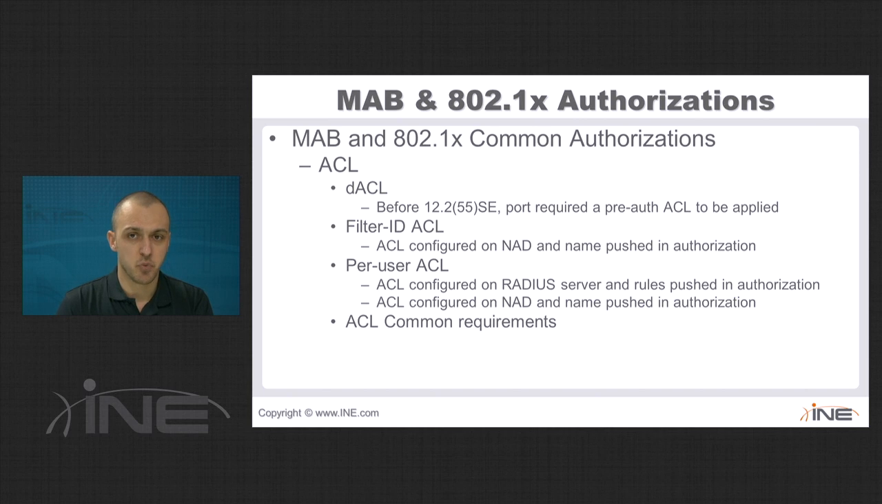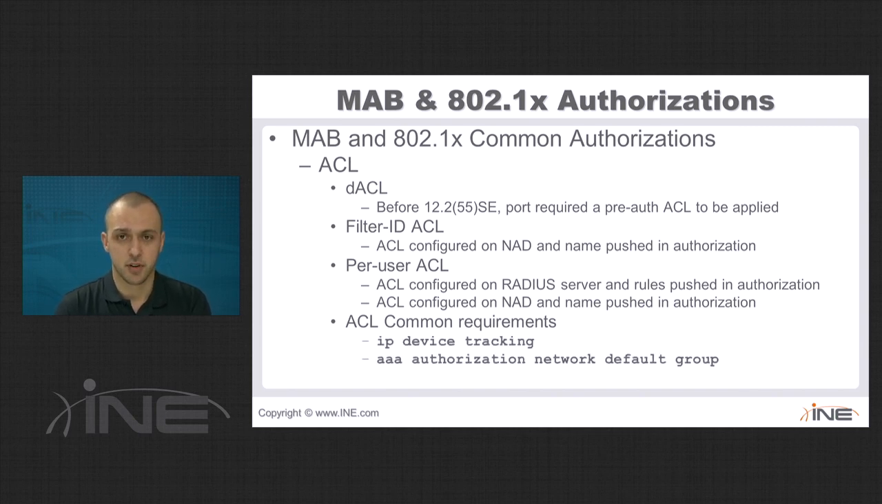Based on the access list type I would want to use in order to restrict client traffic into the network, I would need to additionally configure some options on the switch side. We're going to see the scope of device tracking and what that means. And also the authorization network is pretty much the same requirement as with the VLAN. So whatever authorization I receive from the RADIUS server, in order for that to be applied, I need to have the authorization network configured.